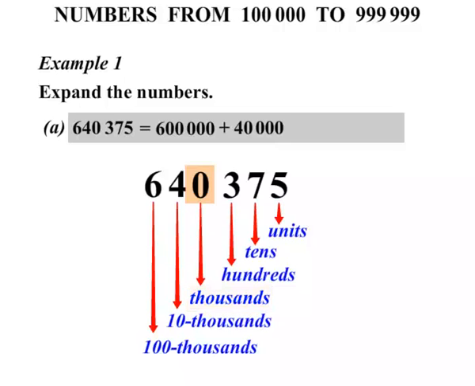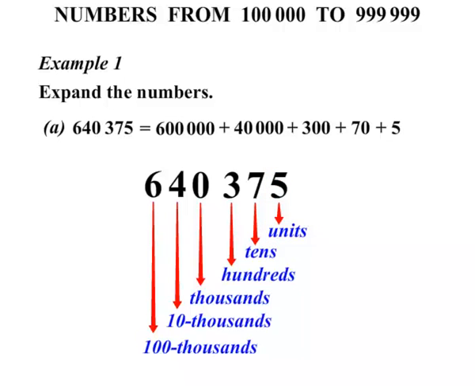Moving on to the 3, 300s. So we add 300. The 7 is in the tens column, so 7 tens is 70. So let's add 70. And finally the 5 is in the units or ones column, and 5 times 1 is simply 5. So we add the 5 at the very end there. So we've expanded that number.